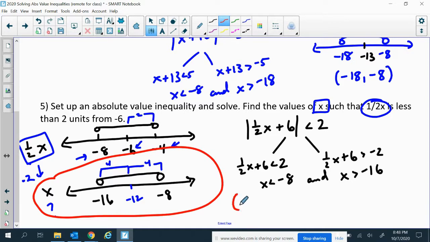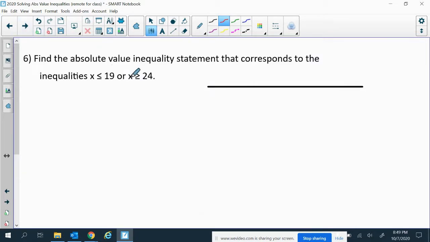So my final answer is actually negative 16, negative 8, even though that doesn't necessarily look like it jives with being less than 2 units away from negative 6. If I have everything in here being less than 4 units away from negative 12, that represents the values of x such that 1/2 x is less than 2 units from negative 6.